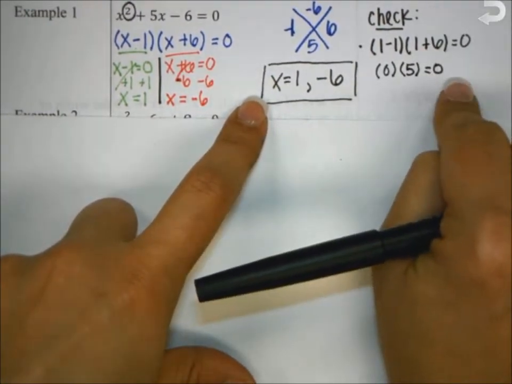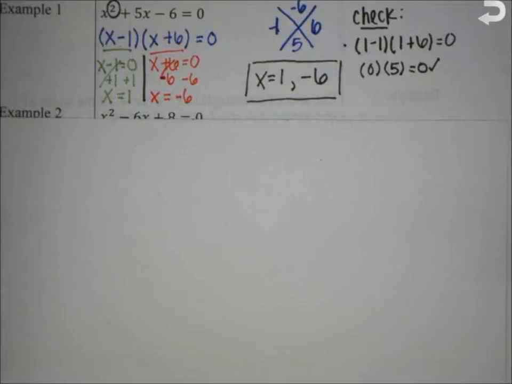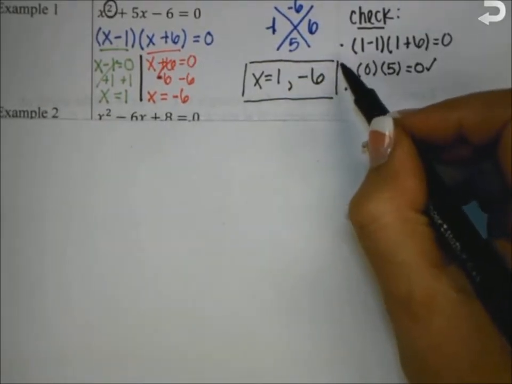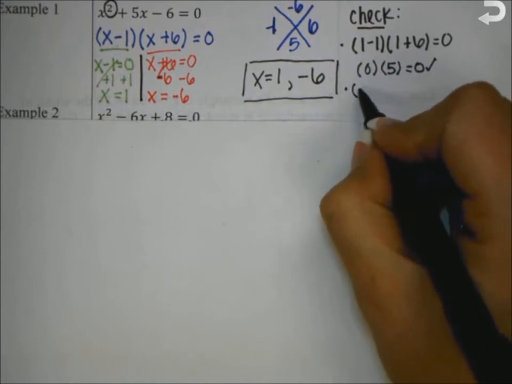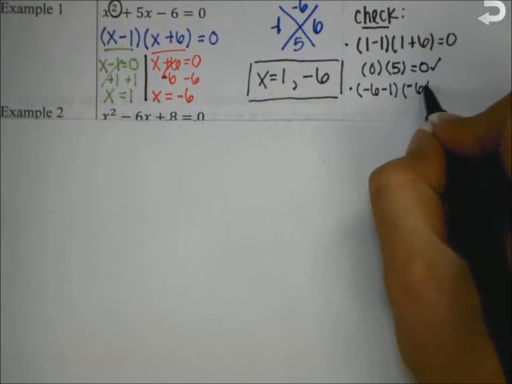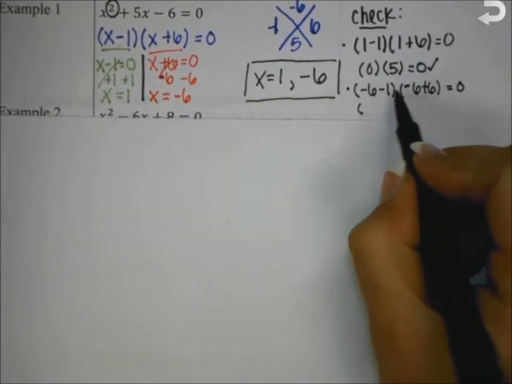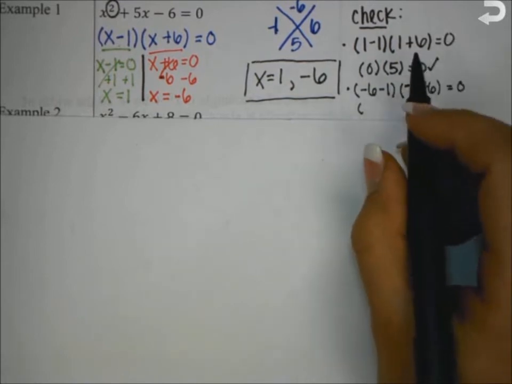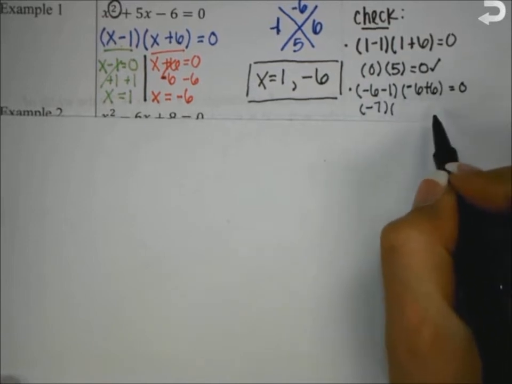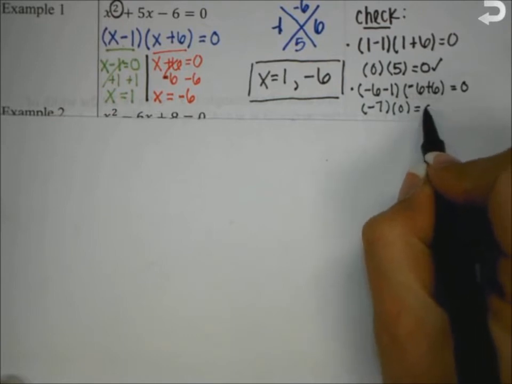Alright, so then we have to test negative 6. So how would I test negative 6? Plug that in. So we would get negative 6 minus 1 times negative 6 plus 6, and we want that to equal 0. What's negative 6 minus 1? Negative 7. And negative 6 plus 6? 0. 7 times 0 gives me 0. So is that check? Yeah. So we have to do a check on both numbers, each of them individually.